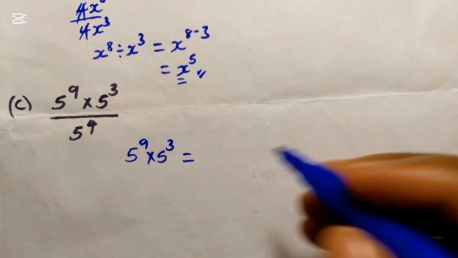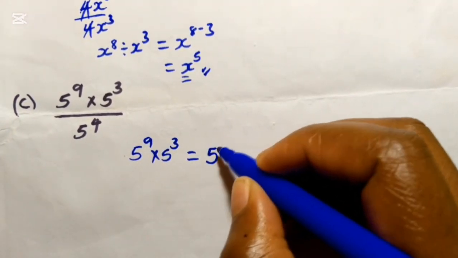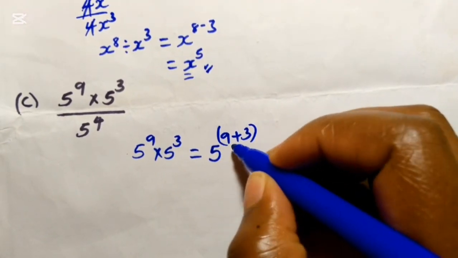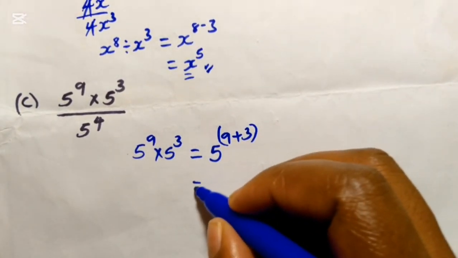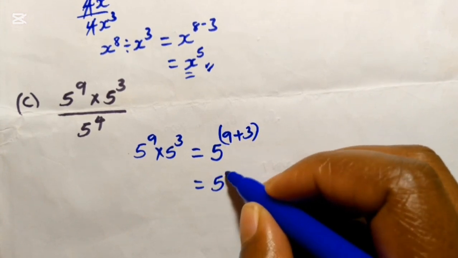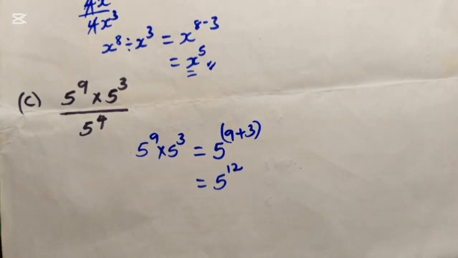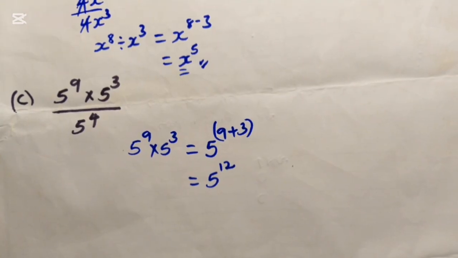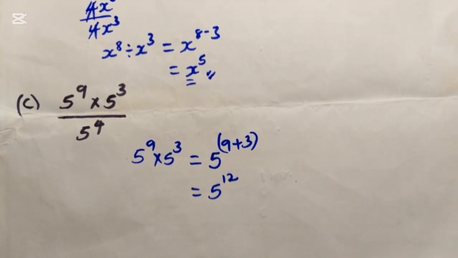So this will be 5, the base, power 9 plus 3. And this is supposed to be 5 power 12, because 9 plus 3 is 12. Yes. And then from there, we have the denominator.